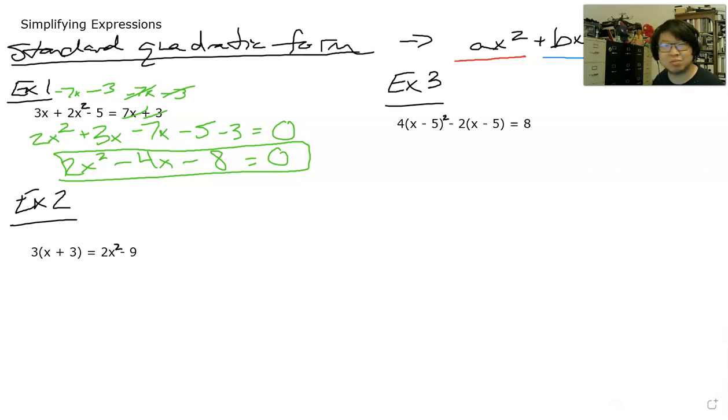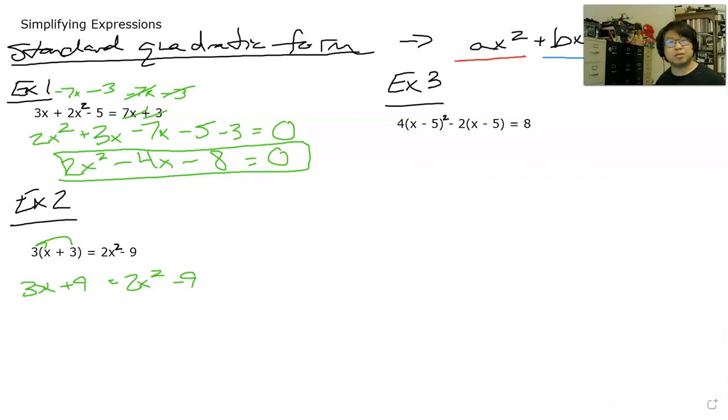I've got 3 times x plus 3 equals 2x squared minus 9. Well, this is a little interesting because I have a pair of factors on the left and then some terms on the right, so they're not quite the same thing. So I'm going to have to do a bit of distribution to help me out. So 3 times x and 3 times 3. That is, of course, 3x plus 9. And I've still got this 2x squared minus 9 over here.